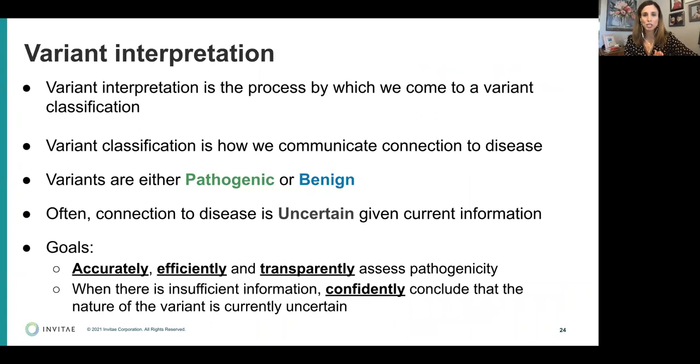So variant interpretation is the process by which we come to a variant classification. Variant classification is how we communicate connection to disease. Variants can be either pathogenic, associated with hereditary disease, or benign. But often, because of lack of research, the connection to a disease for any given variant can actually be uncertain. So the goal is that you want to accurately, efficiently, and transparently assess pathogenicity of a variant. And when there's insufficient information, you want to confidently conclude that the nature of the variant is currently uncertain.